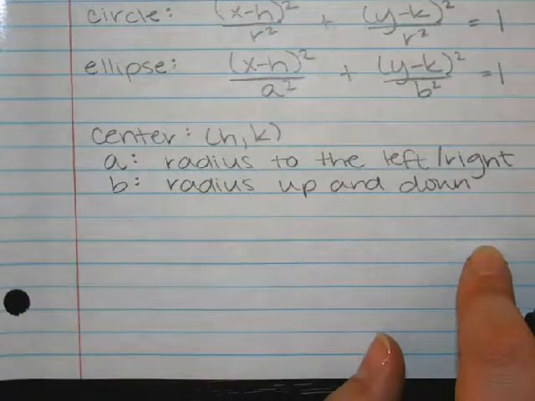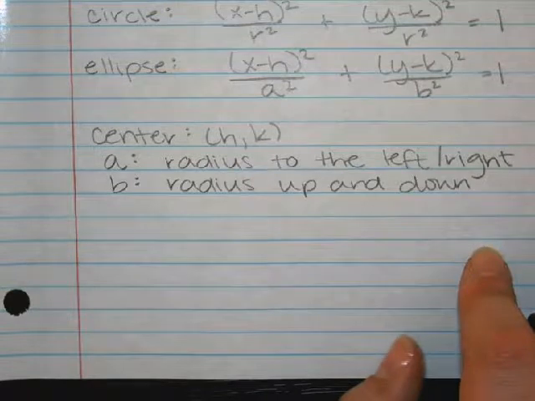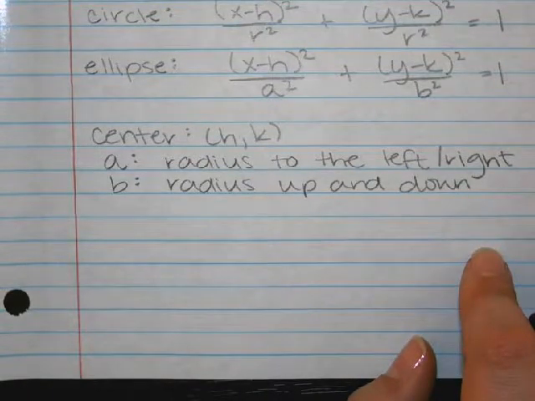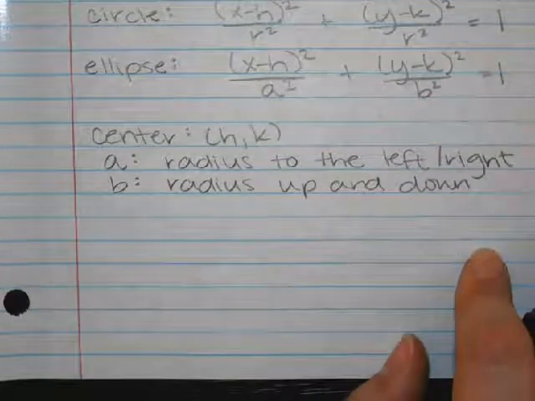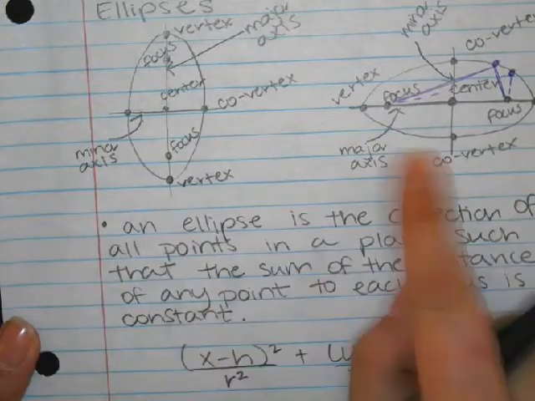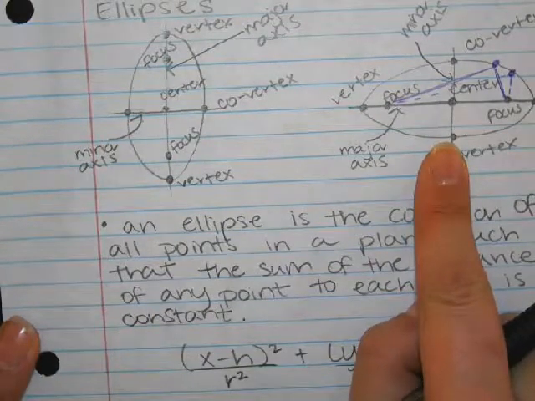So if the radius to the left and right is bigger, then you're going to get one of the pictures that looks really wide. If the radius up and down is bigger, then you're going to get the picture that looks really tall. Okay? So this would be a version where the radius up and down is bigger. This is a version where the radius left and right is bigger. All right? Does that make sense so far?